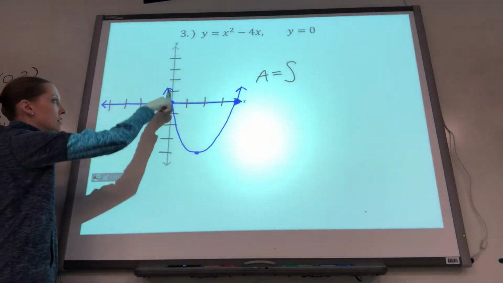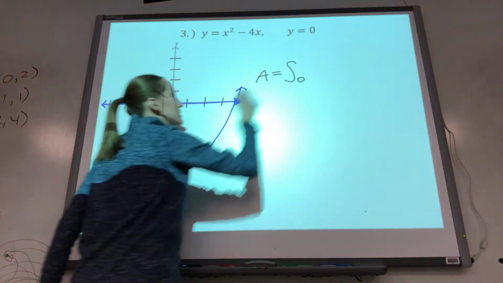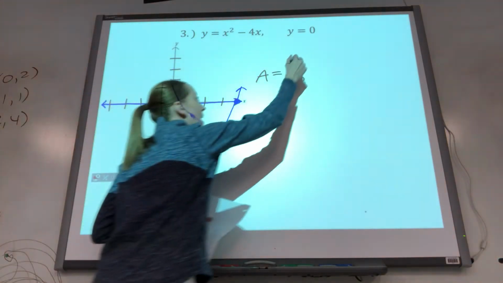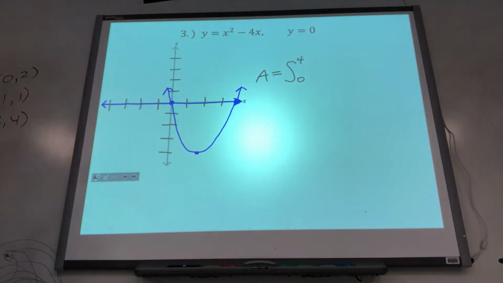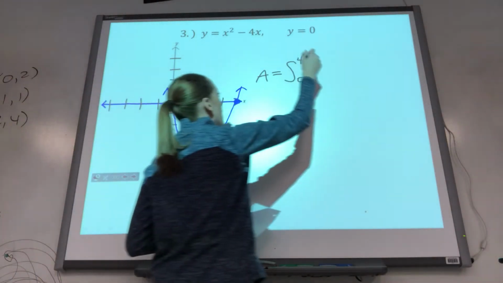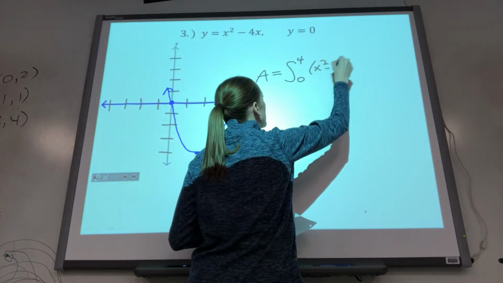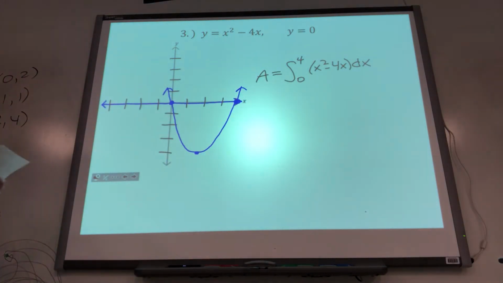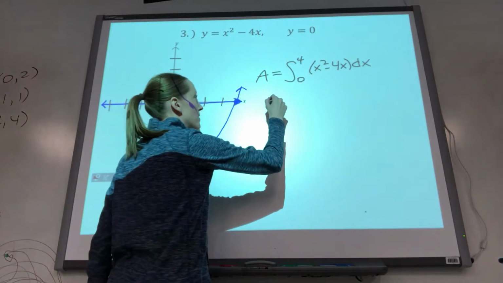Now the integral, smallest x value is 0. We got pretty lucky today. All of them had a lower bound of 0. Not sure that that will always happen. But then upper bound is 4. And the function that you integrate for these problems here, it's usually just that first one that they gave you that actually has something going on. In this case, it's the x squared minus 4x.